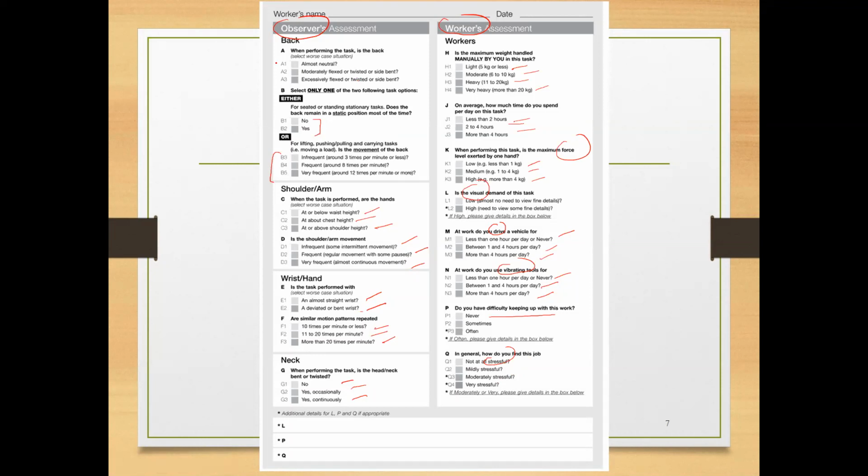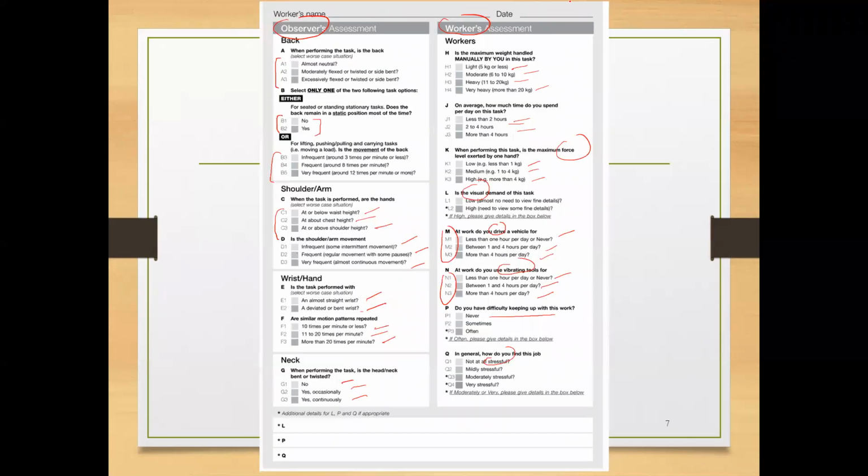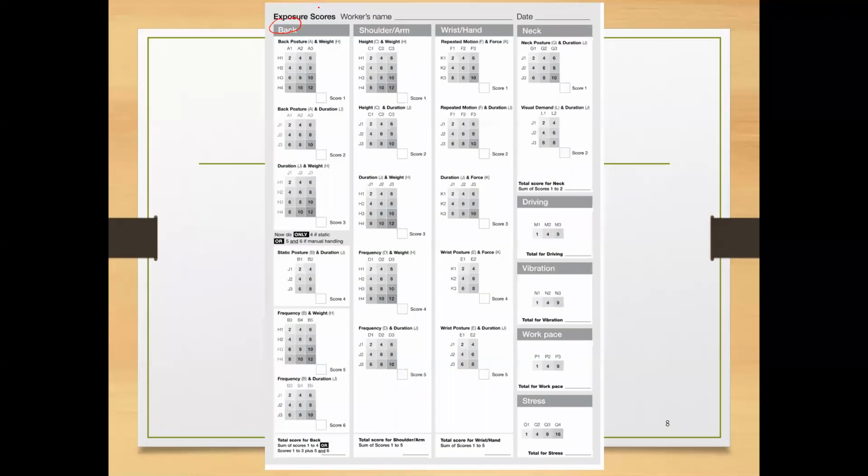You can see these are some alphanumeric codes related to each of the options against each question. These bind together to reach some score. So for example, for the back, we are matching H and A scores. Score H is related to loads or weight, these options. A is related to the posture of the back.